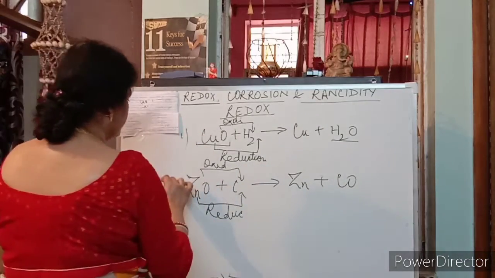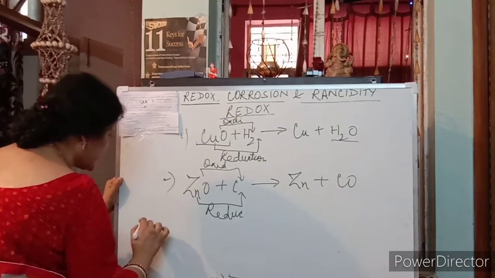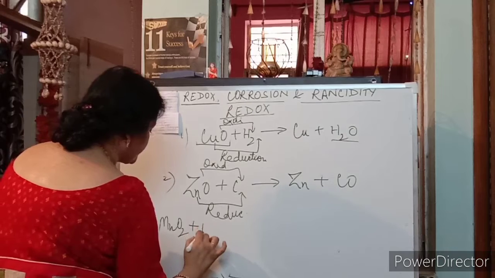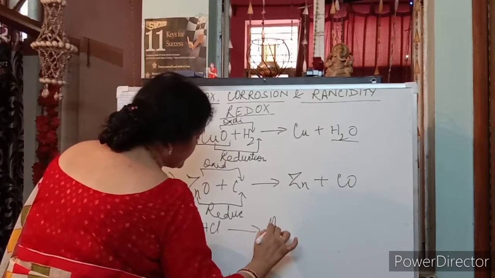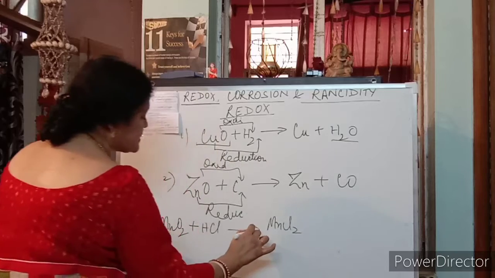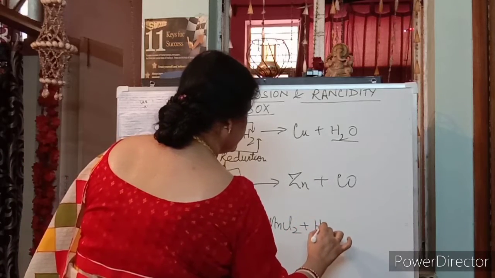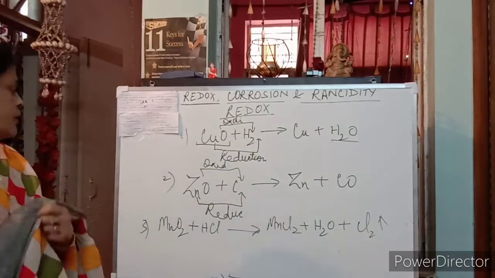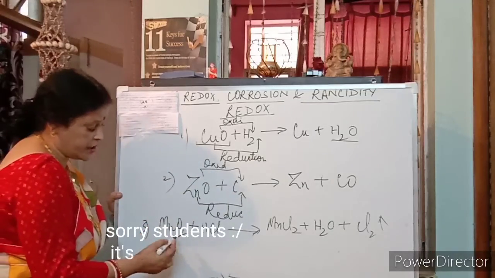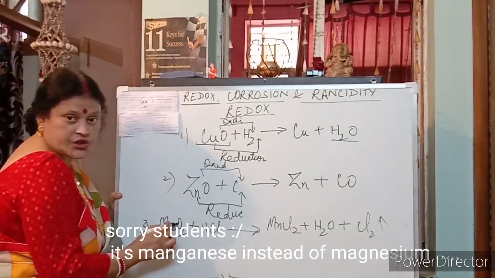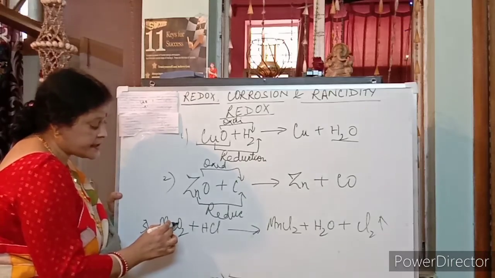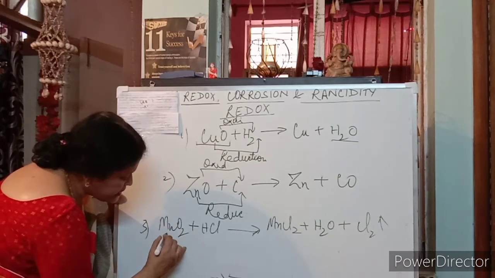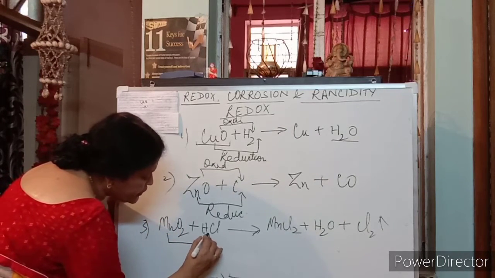Suppose a third example, it is there in our NCERT. MnO2, that is manganese dioxide, plus hydrochloric acid gives MnCl2 plus water plus chlorine gas, which is released. Now here, what happens? MnO2, if I am talking about it, is losing its oxygen. Removal of oxygen, and it is giving it to hydrogen to form water. See, very important. MnO2 is losing its oxygen to HCl.